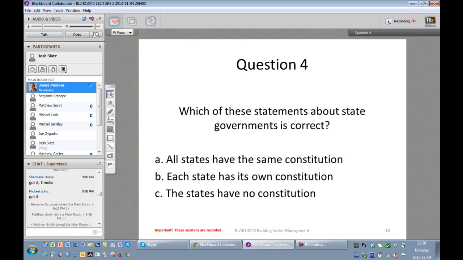Benjamin, do you want to phone a friend perhaps on that one? Just kidding. There's no money on this, so you don't get any galaxy points. All right, so let's have a look at the right one there. Each state has its own constitution. So, yep.